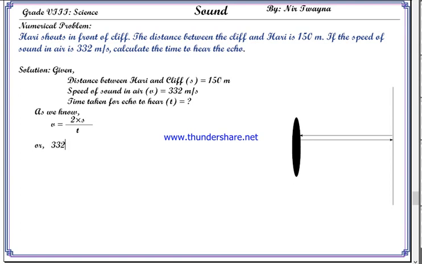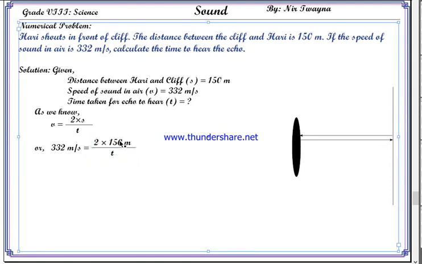Okay, now let's put whatever value we have. V 332 meter per second equals to, okay, I just copied the fraction, because you know how hard it is to keep the fraction. Okay, now 2 times, what is the value of S? 150 meter. Okay, now you need to find out the value of t.